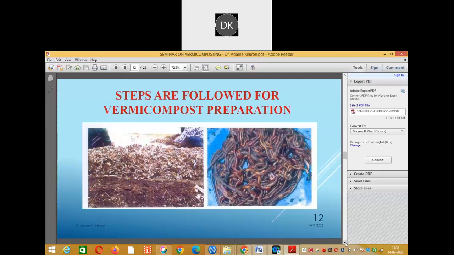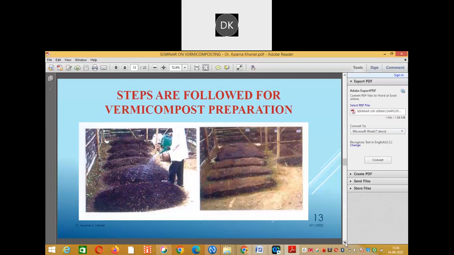Next, ma'am. These are the photographs. See, this is the earthworm and this is the raw material which we get. Next, ma'am. In this way, we need to water the beds, and in order to keep them moist, we need to cover them with gunny bags. Next.